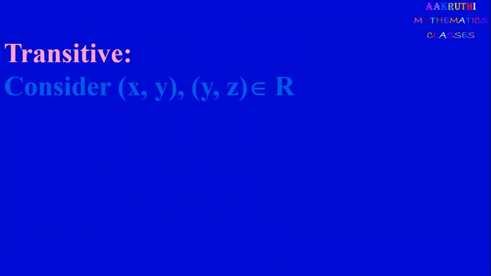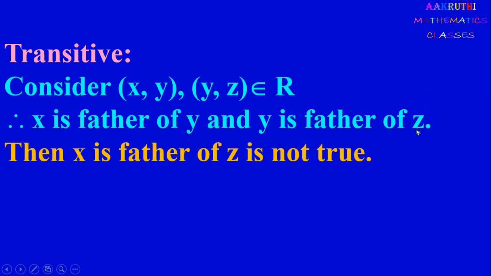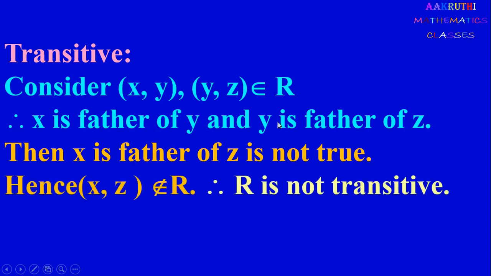Next, is it transitive? You consider (x, y) and (y, z) belongs to R. x is father of y and y is father of z. If x is father of y and y is father of z, then x is father of z is not true. We can consider Amitabh Bachchan is father of Abhishek Bachchan, Abhishek Bachchan is father of Aradhya Bachchan, but Amitabh Bachchan is father of Aradhya Bachchan is not true. Therefore (x, z) does not belong to this relation, so this relation is not transitive. That is, father of is not reflexive, not symmetric and also not transitive.